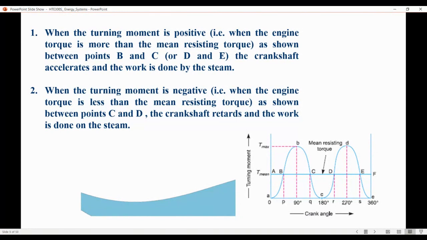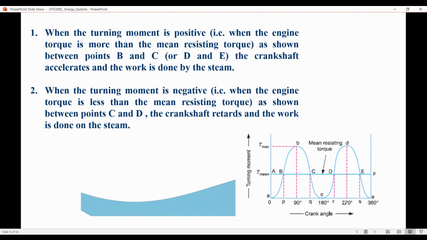What happens here is that they're saying the crankshaft accelerates and the work is done by the steam. It's also touching into the flywheel. So what it basically means, just throwing it in before we actually get to it, is that that's the time when the flywheel absorbs its energy. So the flywheel will absorb kinetic energy at those particular points.